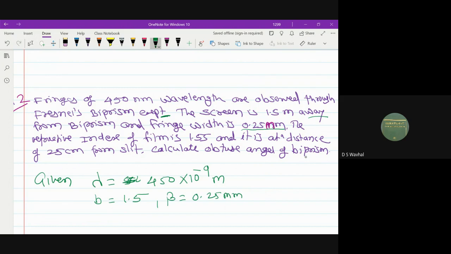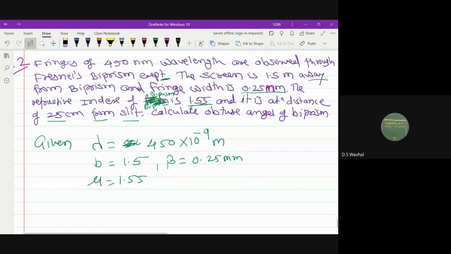The refractive index of the film is 1.55. How can it be the refractive index of the film? This cannot be the film. The refractive index of the biprism. Okay, here is the biprism. Refractive index of biprism is 1.55. So mu equals 1.55. And it is at a distance of 25 centimeters from the slit. So a is given. A is 25 centimeter, so 25 centimeter is 0.25 meter.